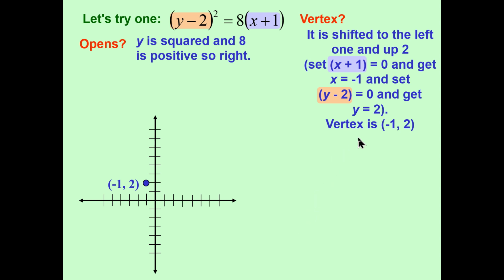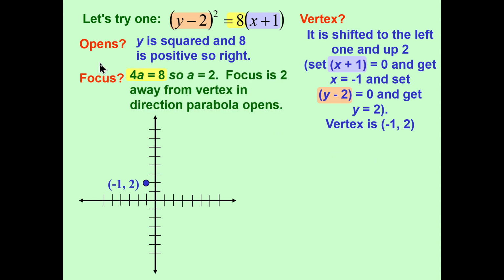Okay. And with that in mind, we can find our focus. So 4a is equal to 8. So a is equal to 2. So the focus is 2 away. So it opens to the right. So we go 1, 2 to get to our focus here.